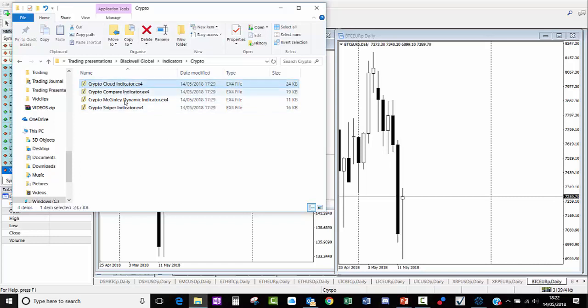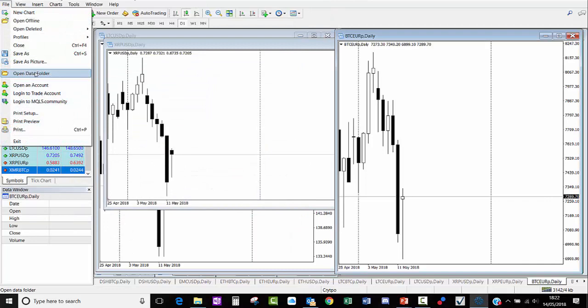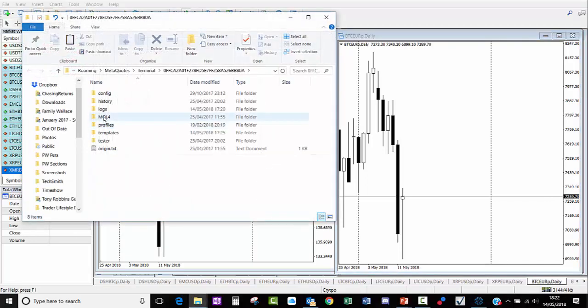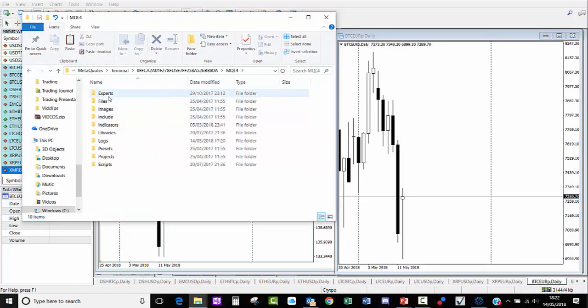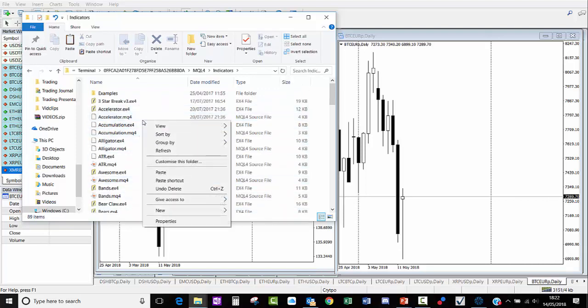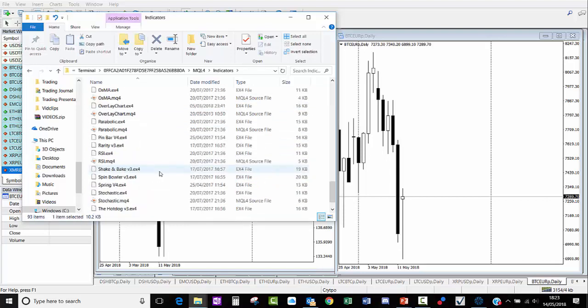You're basically just able to copy and paste the indicators. On the MetaTrader 4, you want to open your data folder. Then we're looking into our MQL4, down to Indicators, where you should see the normal standard MQ4 MT4 indicators reside. I'm just going to paste them in there, and then that should be it.